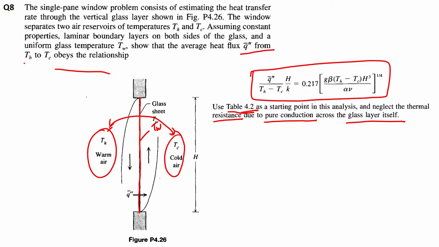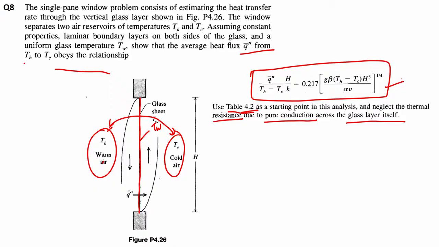So the glass wall is at a temperature of TW, the right hand side is cold, the left hand side is hot. The average heat flux from the warm side to the cold side is given by this particular relationship. This is what we need to prove, neglecting any pure conduction effect that is happening in the glass itself.